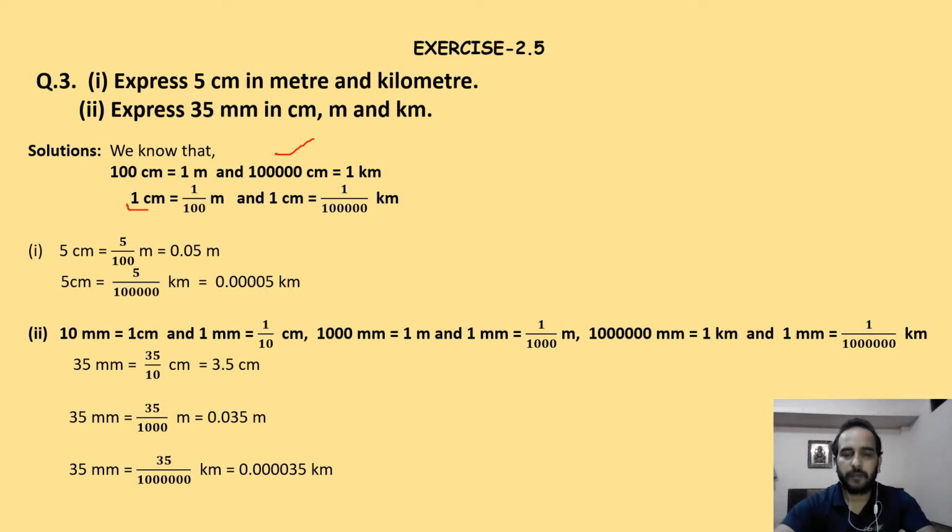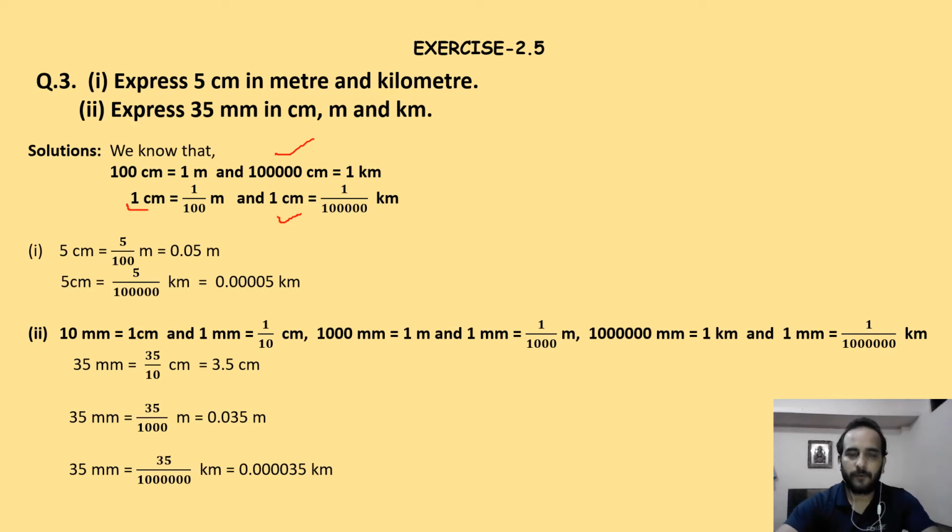And in 1 centimeter, how many meter are involved? 1 upon 100. And in 1 centimeter how many kilometer will be there? 1 upon 1 lakh kilometer. This is the basic relation you need to know between the smaller units and the larger units to solve such questions. Now, 5 centimeter is equal to 5 times 1 upon 100 meter. Whenever you convert centimeter into meter, you multiply by 1 upon 100, because 1 centimeter is 1 upon 100 meter.